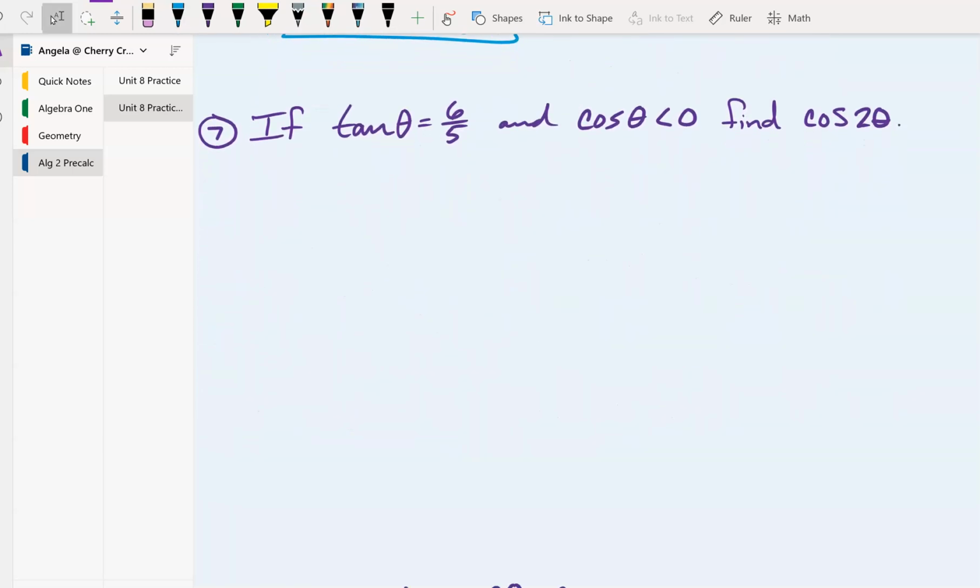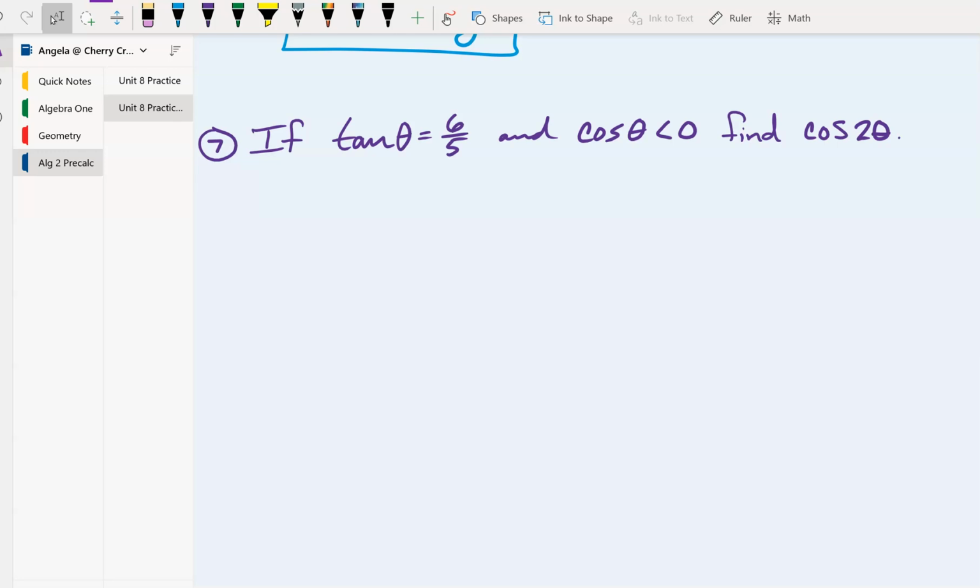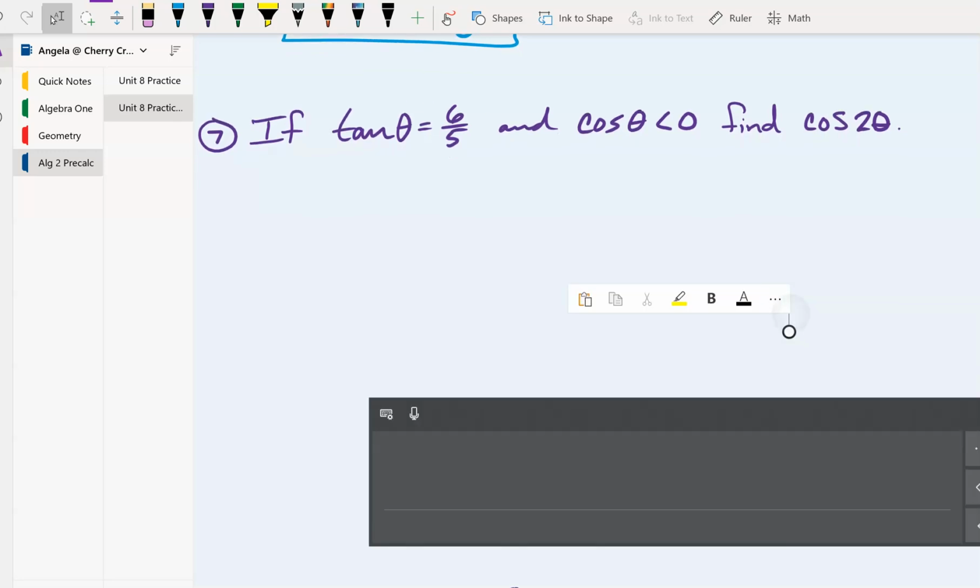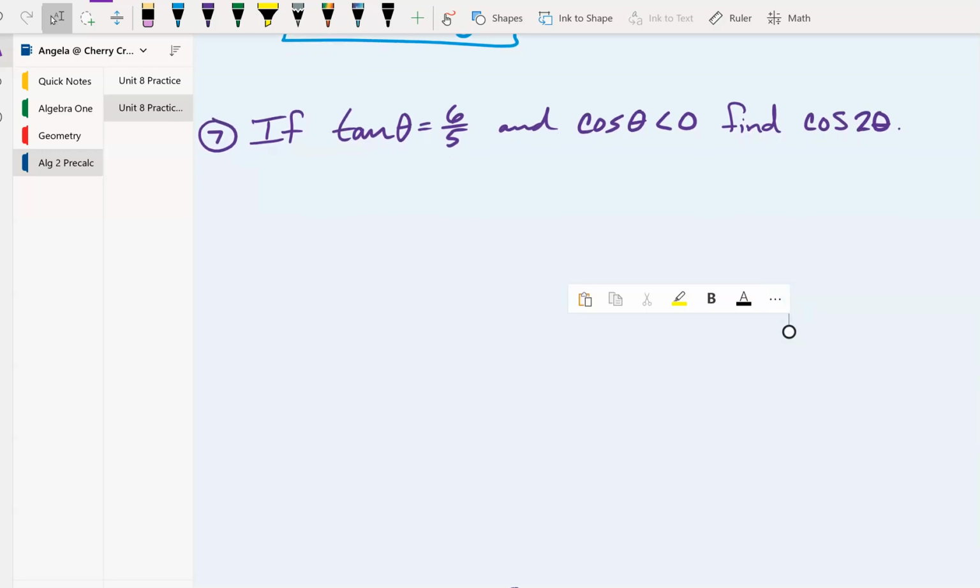All right, write this one down. We'll give it a try. If the tangent of theta is equal to 6/5 and cosine of theta is less than 0, meaning it's negative, find cosine of 2 theta.